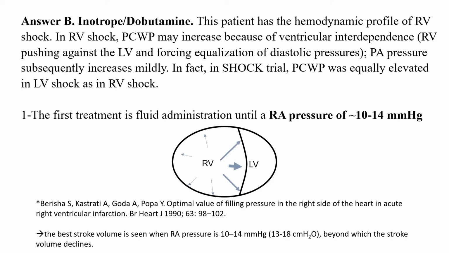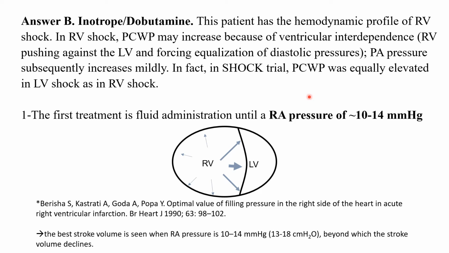The answer is B, inotrope. This patient has the hemodynamic profile of RV shock. In RV shock, PC wedge pressure may increase because of ventricular interdependence, meaning the RV pushing against the LV and forcing equalization of diastolic pressure. Subsequently, the PA pressure may rise because of the rise of PC wedge pressure. It's a passive post-capillary increase in PA pressure from that rise in wedge pressure from ventricular interdependence. In fact, in the SHOCK trial, wedge pressure was equally elevated in LV shock as in RV shock.